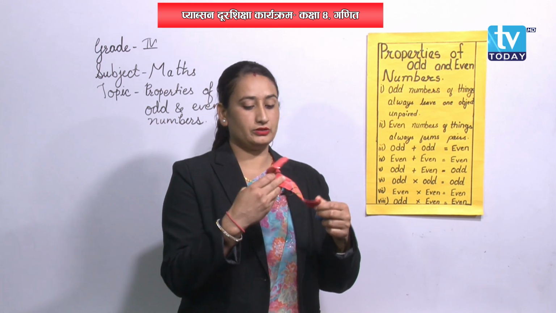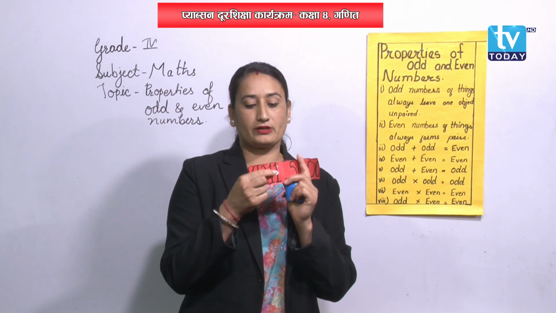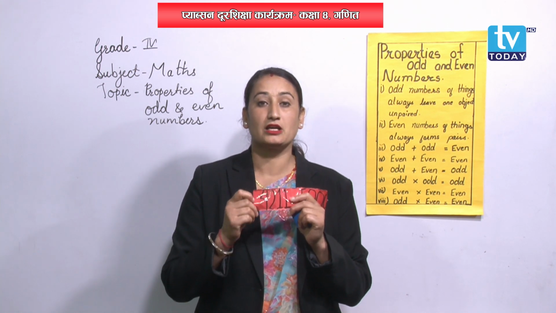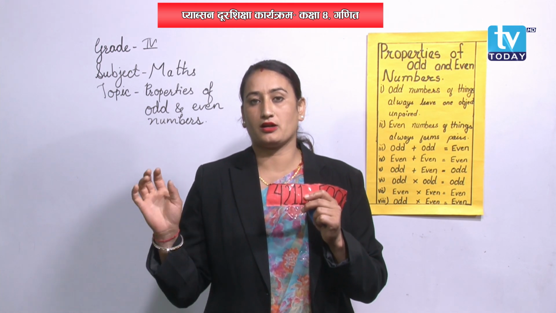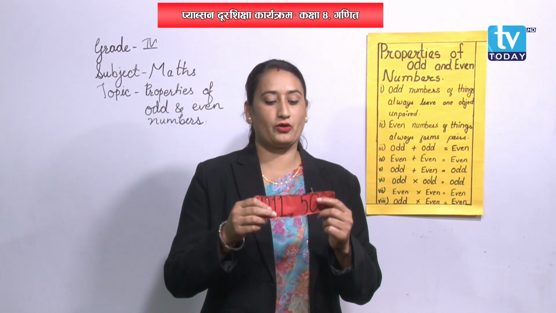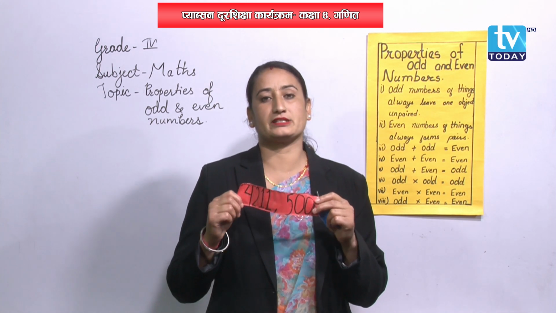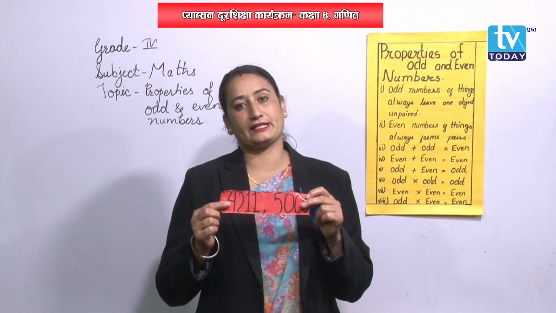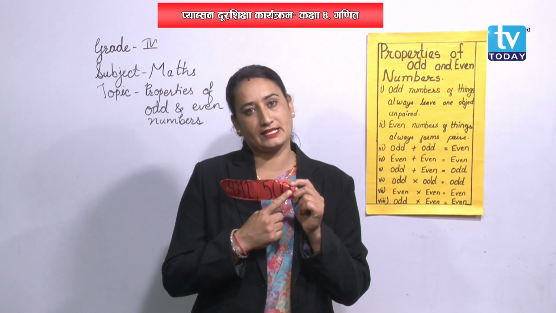4211. Have a look at the last digit. What is the last digit? There is 1. Now tell me students, is 4211 an odd number or an even number? It's an odd number. Now the next question is 5000. Tell me students, is 5000 odd or even? Of course, it is an even number. The first one is odd and the second one is even.